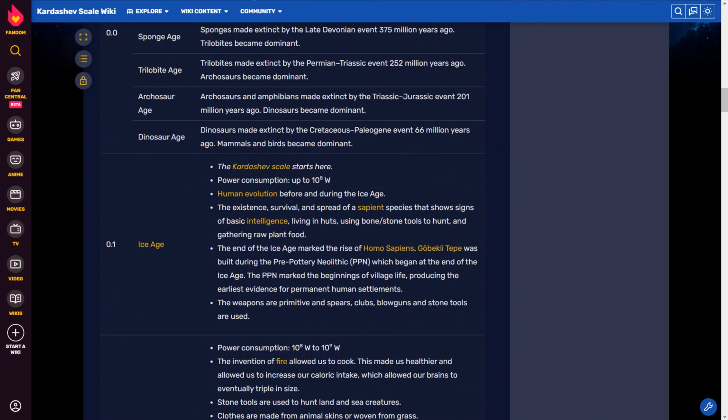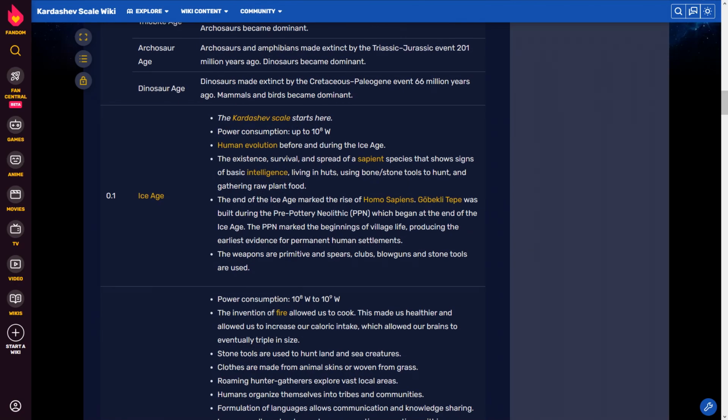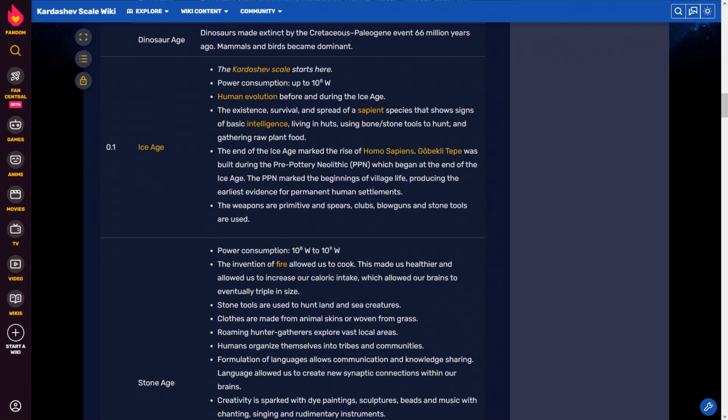Archosaurs became dominant. They were made extinct by the Triassic-Jurassic event 201 million years ago. Dinosaurs became dominant. They were made extinct by the Cretaceous-Paleogene event 66 million years ago. Mammals and birds became dominant. The Ice Age! The Kardashev scale starts here.